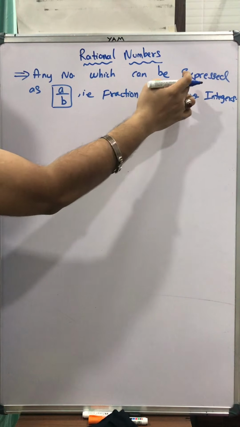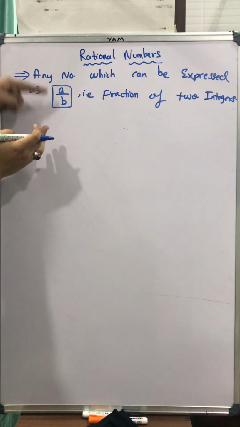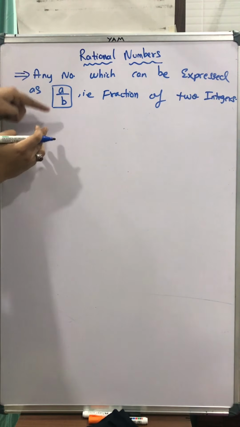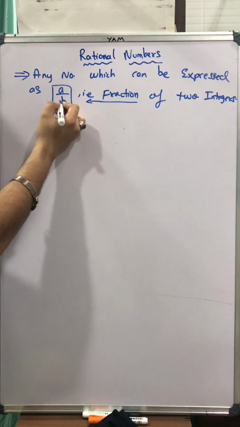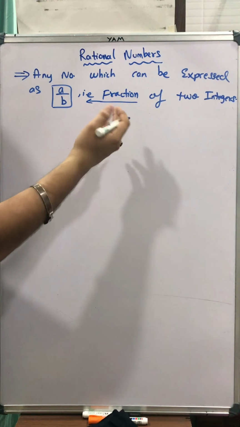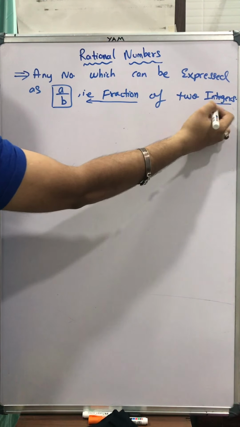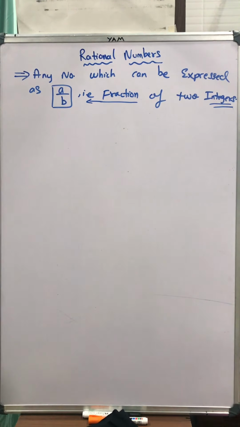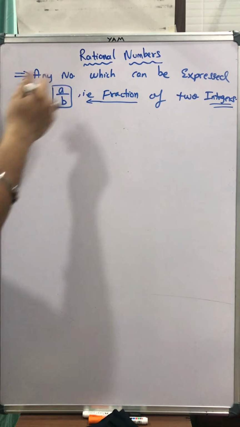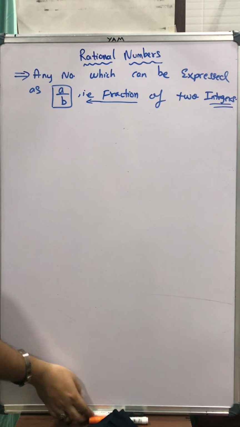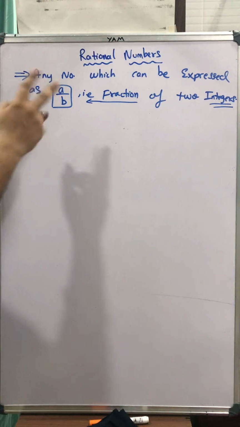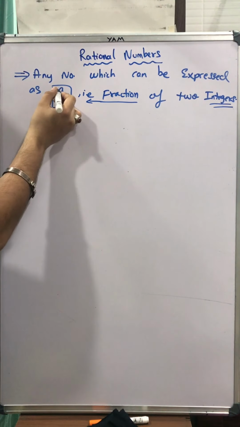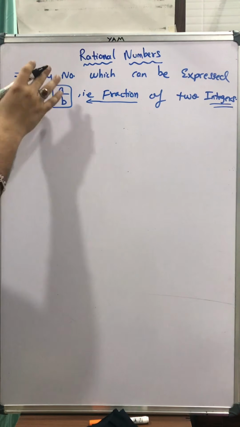Any number which can be expressed in the form of a upon b is a fraction. This a upon b should be integers. Then that fraction or that number is called a rational number. Once again, let's repeat: any fraction of two integers, where a is an integer and b is an integer, is called a rational number.